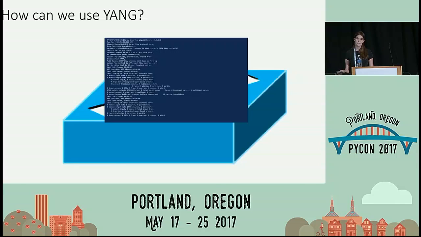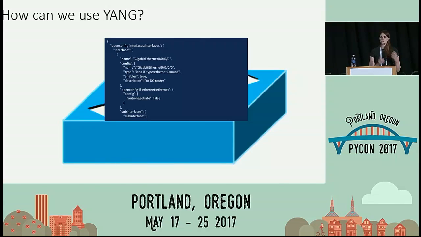So how can we use YANG? If we picture data on a box as just being an unstructured blob, don't worry, you're not supposed to be able to read this slide. It's just a blob of data. If that's how boxes are without YANG, when we take YANG and we apply it to a box, we're structuring that data according to the way that the model has specified. So our data is now all laid out in the order and the types that the YANG model said it should be.